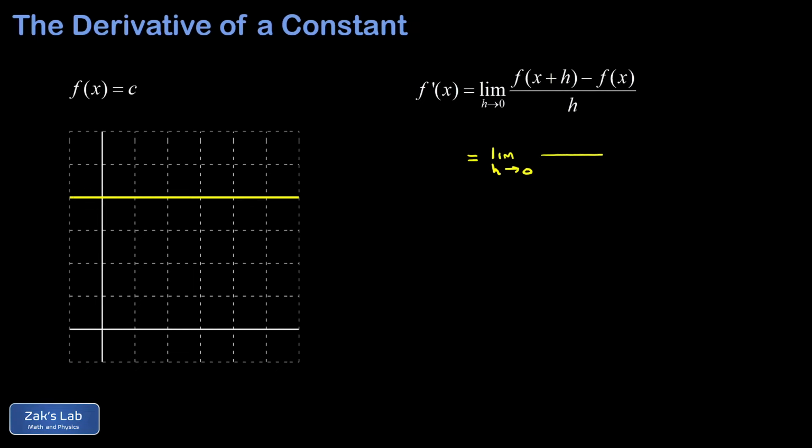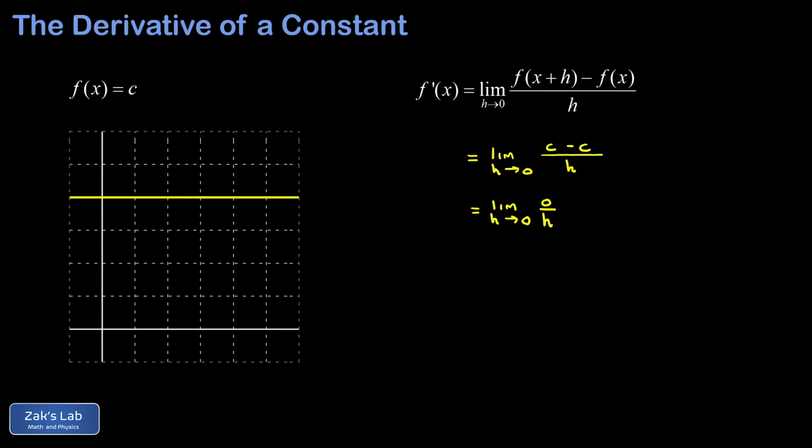And again, this is a function that just gives you an output of c no matter what you plug in for x. So f of x plus h is just going to be c, and f of x is going to be c. And we're dividing this by h. So that numerator simplifies to 0. And now we have the limit as h goes to 0 of 0 divided by h.